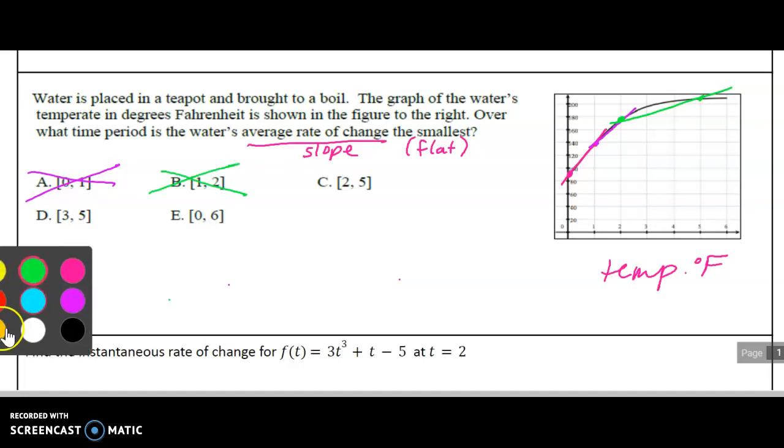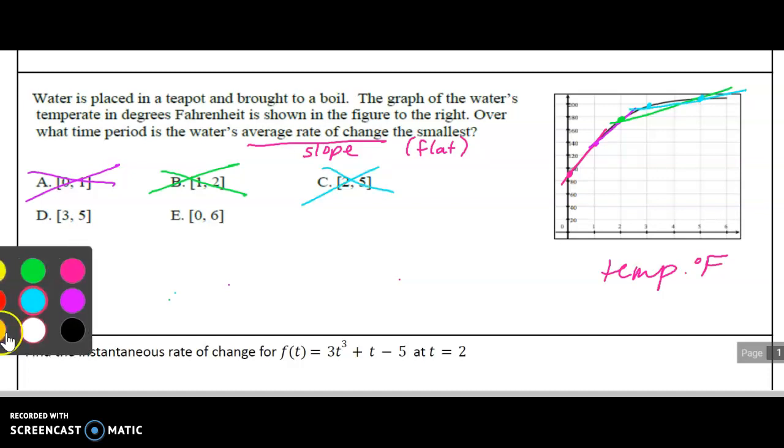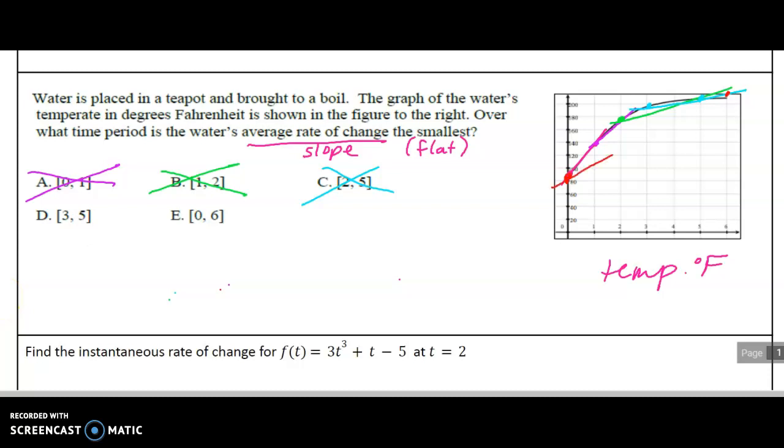So then let's get a different color. 3 to 5. So here's 3 to 5. And notice I'm not actually doing any math. That's flatter than my green. And then from 0 to 6, let's do red. So 0 to 6. Well, that's definitely steeper than my last line, which is blue.